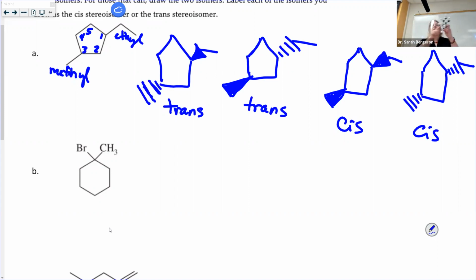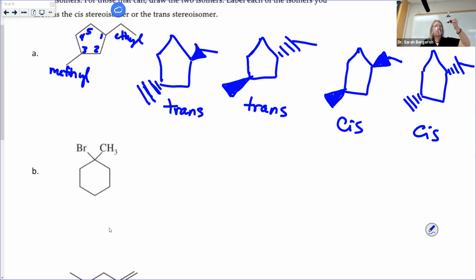It's not quite perfect, but I have a ring here. Y'all see that? I have a ring here, and coming off of that ring, I have two groups. I have one group here, I have one group here, okay? How do I have a cis and trans orientation with this? Always one's going to be up and one's going to be down, right?